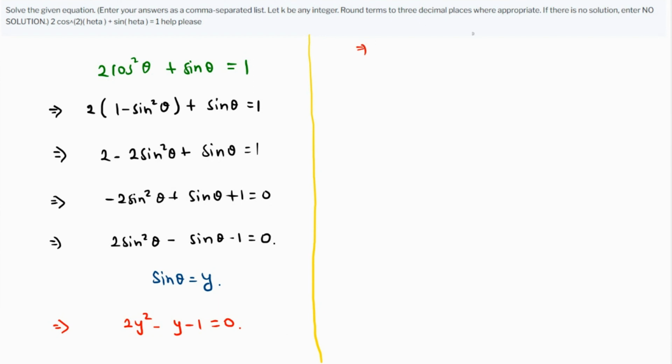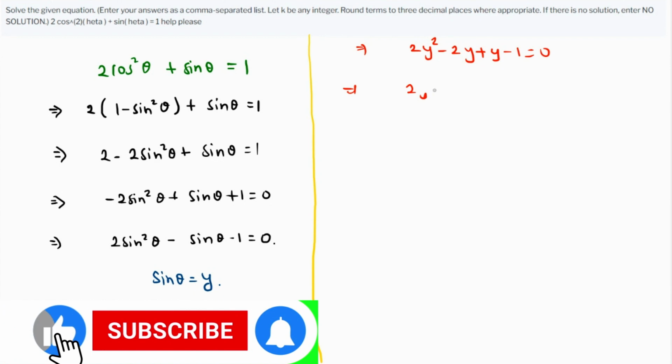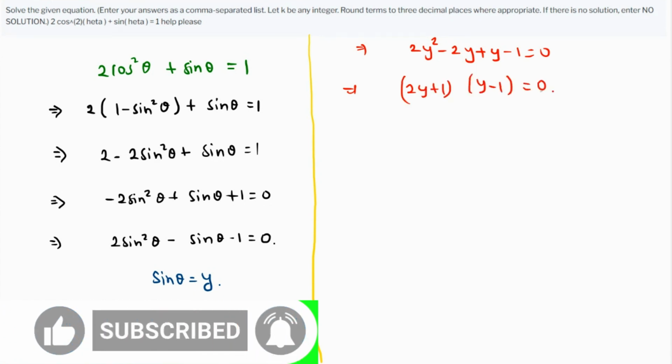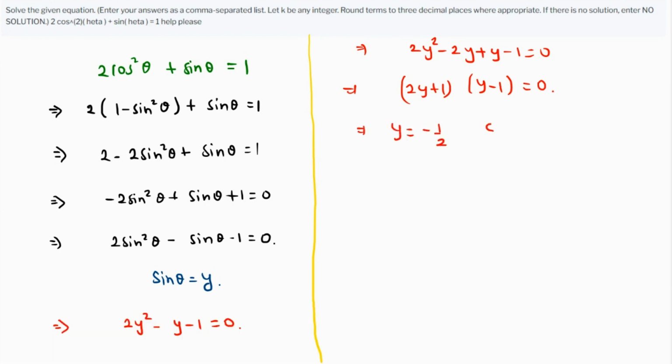So if we want to factorize this, the factorization will be 2y minus... that can be rewritten as 2y square minus 2y plus y minus 1 is 0, which means that is 2y plus 1 and y minus 1, and that is equal to 0. So the values of y are coming as negative 1 over 2 and 1. And by the way, what is y? Y is sine. So sine theta is coming as negative 1 over 2, and the value of sine theta is coming as 1.